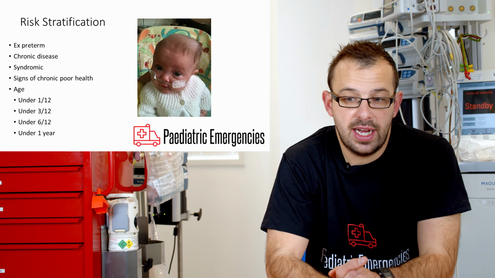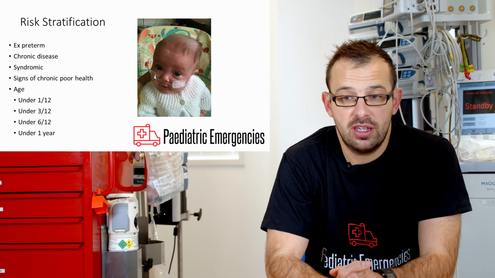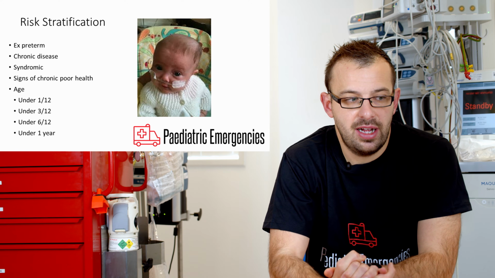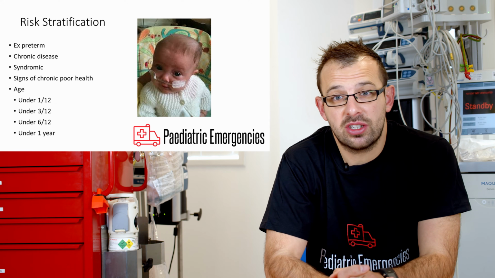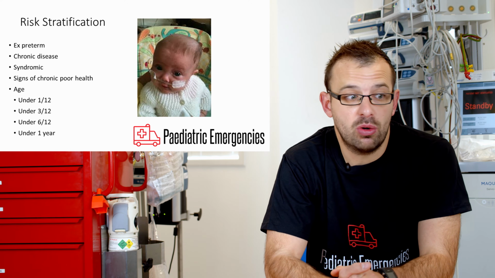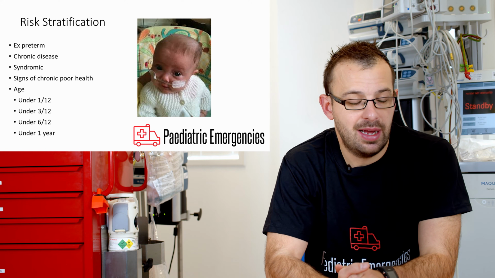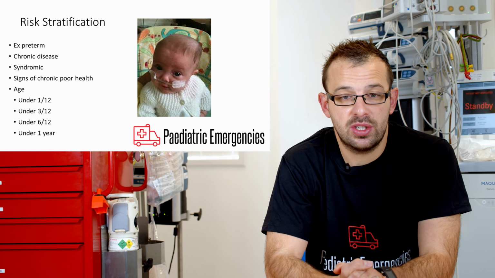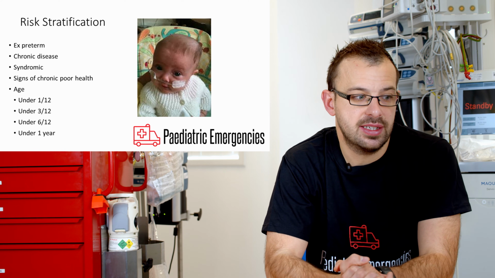Other things that you may see, so ex-premature infants, so graduates from the NICU, they may have underlying chronic lung disease, so they may have home oxygen, like in the picture there, which would make them more vulnerable even to common illnesses like the common cold, rhinovirus, for example. They may have underlying poor health, and all of these will make them more susceptible to common everyday illnesses.